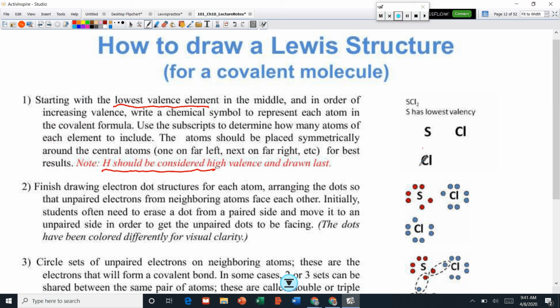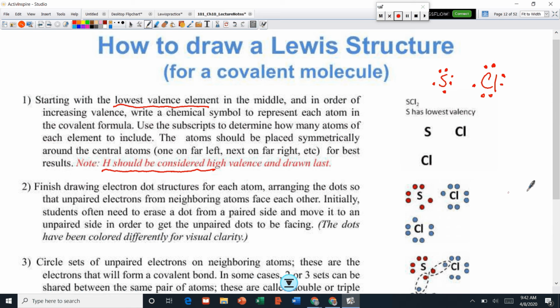So just to go through here, remember that sulfur is below oxygen. Sulfur is going to have 6 valence electrons: 1, 2, 3, 4, 5, 6. Chlorine is a halogen. Chlorine is in column 7A. It's going to have 7 valence electrons: 1, 2, 3, 4, 5, 6, 7.